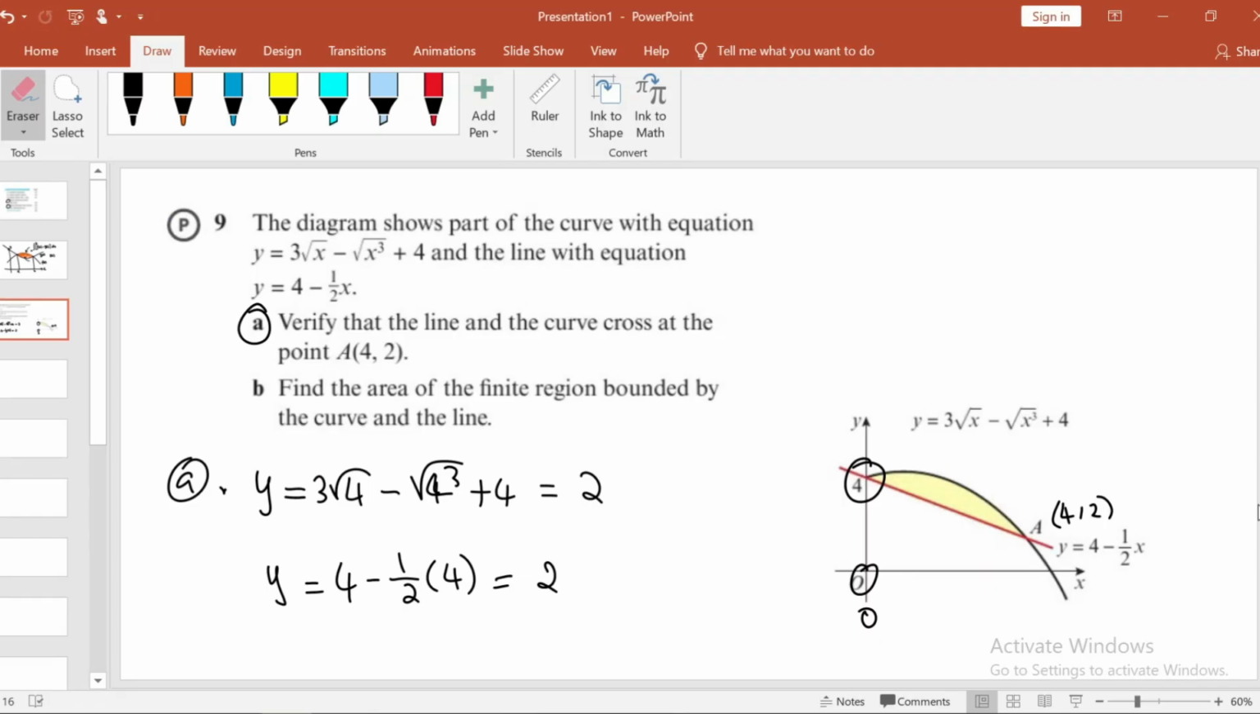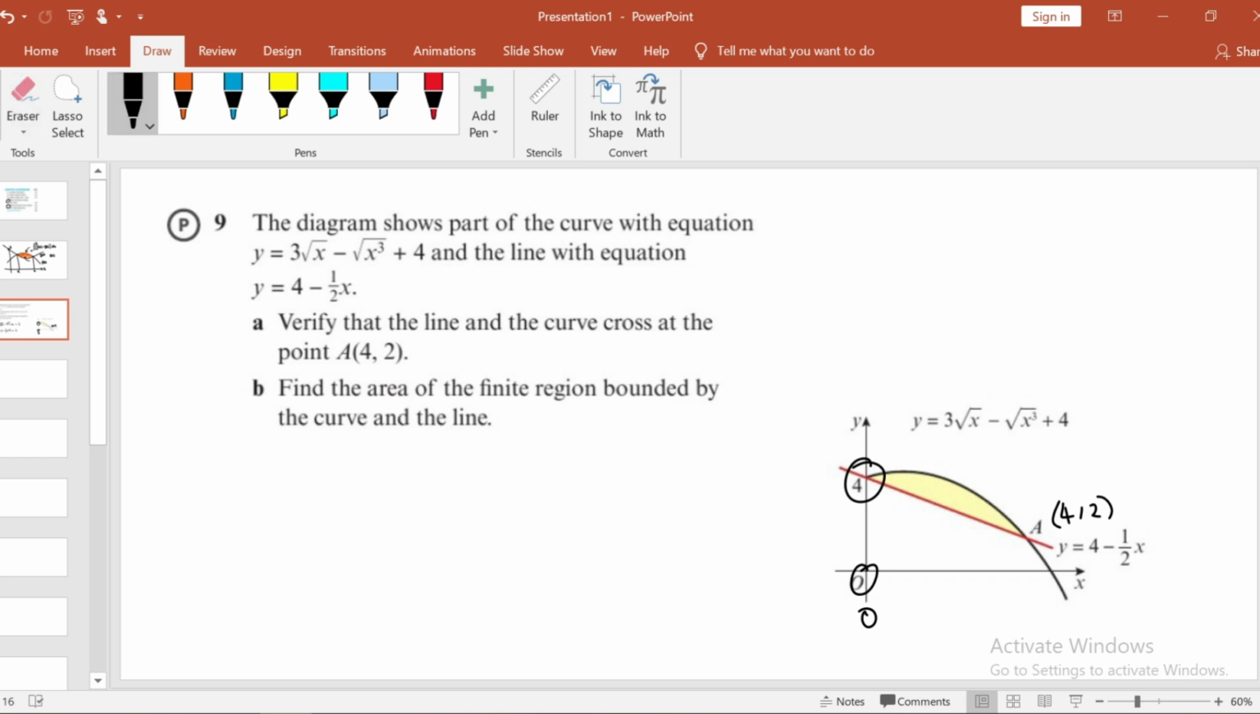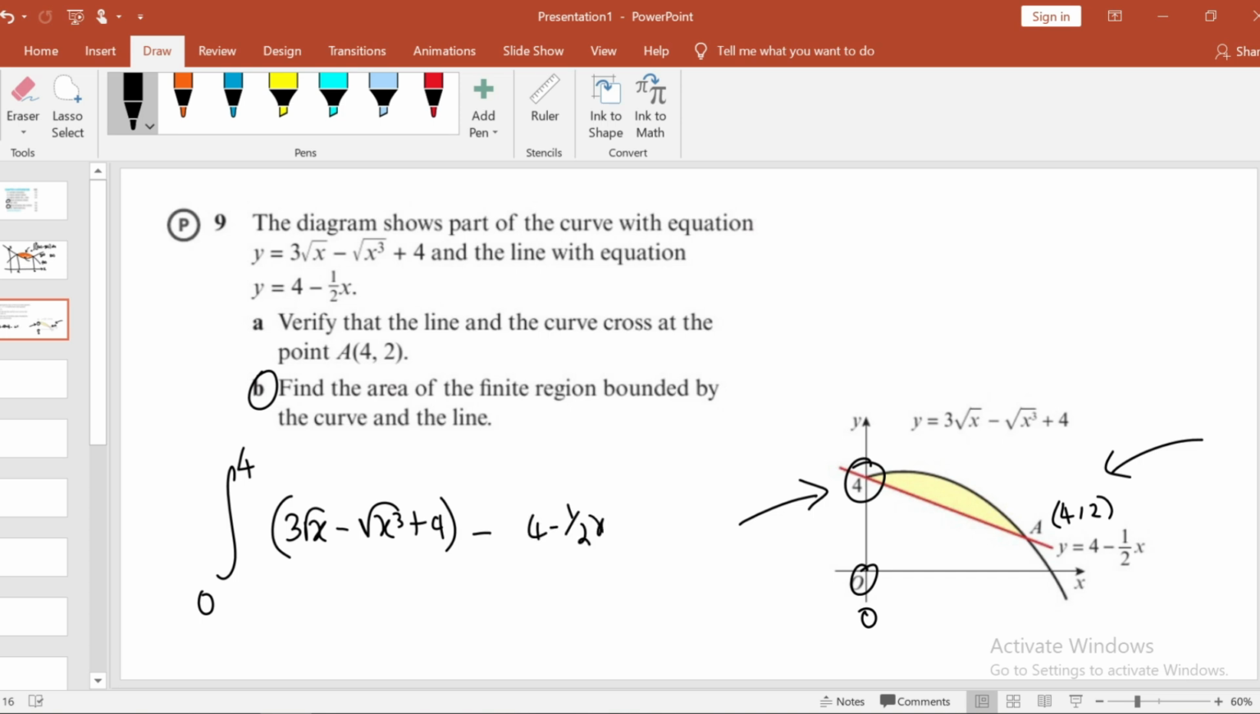Copied it. Okay, now we need to find the area between the curve and the straight line. So we need to use integration here for part B. Integral 0 to 4, right? Because this x coordinate is 0, here the x coordinate is 4. The curve on top, which is 3 root x minus cube root of x cube plus 4, minus the function at the bottom, which is the straight line, dx. Okay?